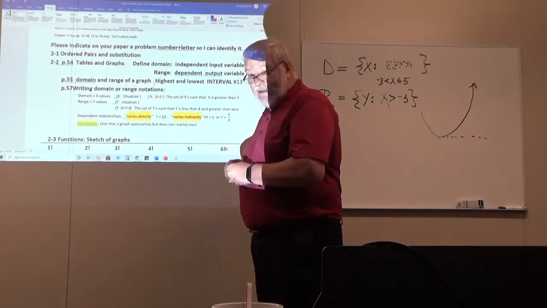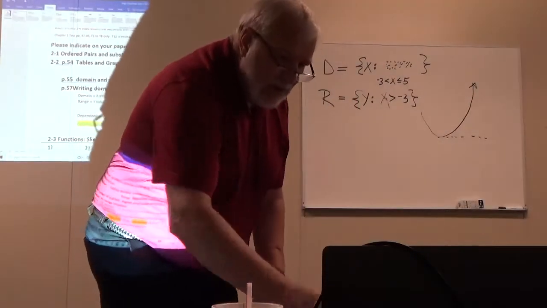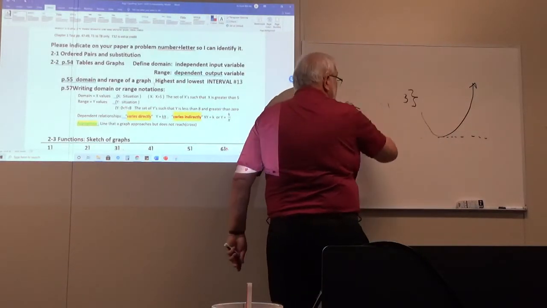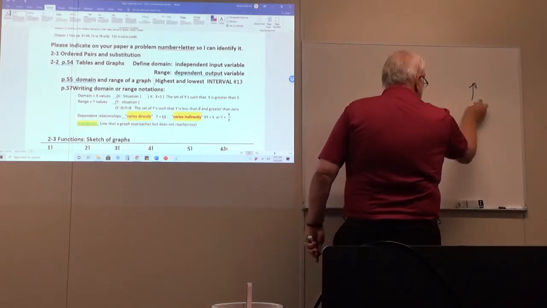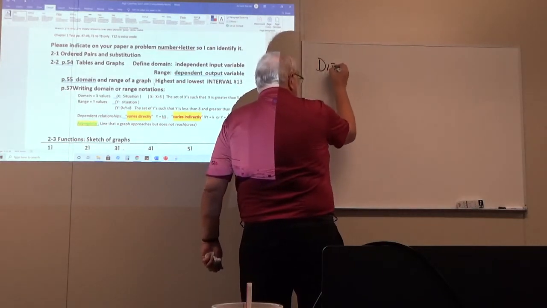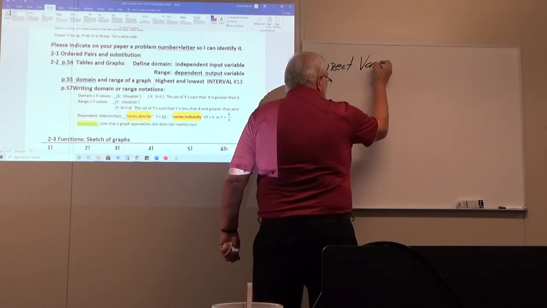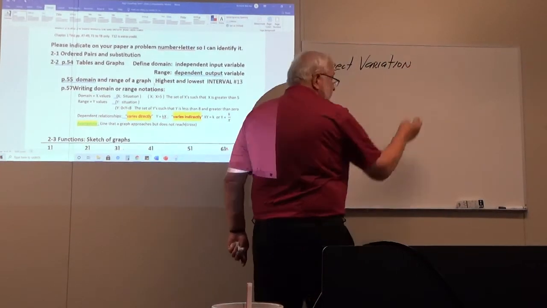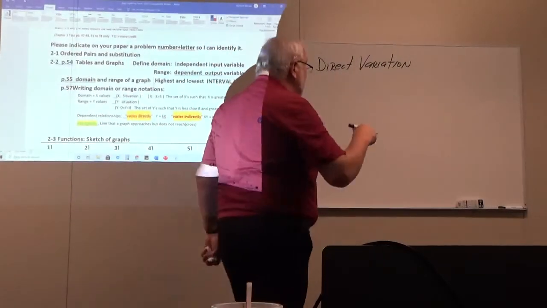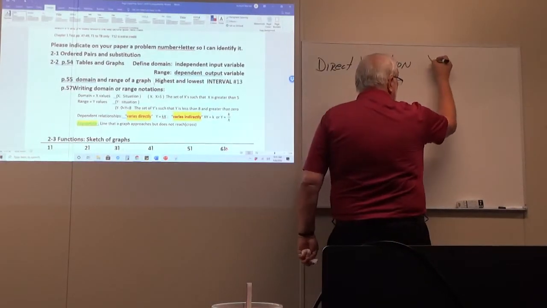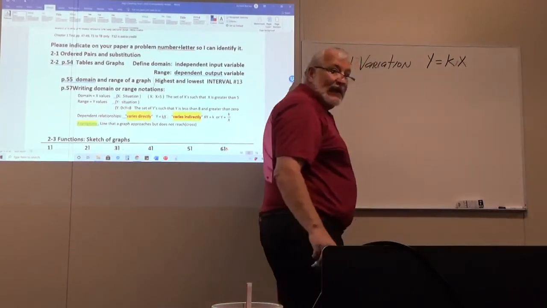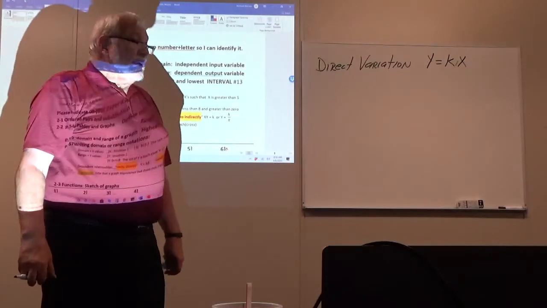All right, now, the other part that I've got in my notes that I want to take a second to talk about, and that is direct and indirect. Okay. Direct variation is a math term for a specific problem. Right? And in a direct variation, y is equal to k times x, or y is equal to kx. K is a multiplier.